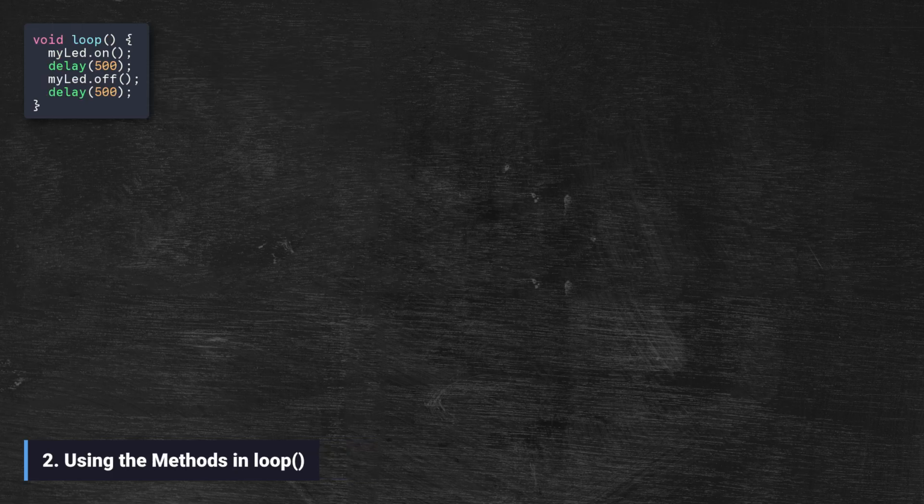Now, look how clean our loop becomes. We simply call myLED.on, wait for 500 milliseconds, then call myLED.off. We don't have to worry about the pin number, or the digitalWrite command anymore. The object handles everything internally.